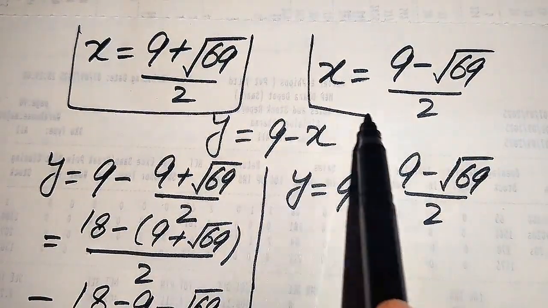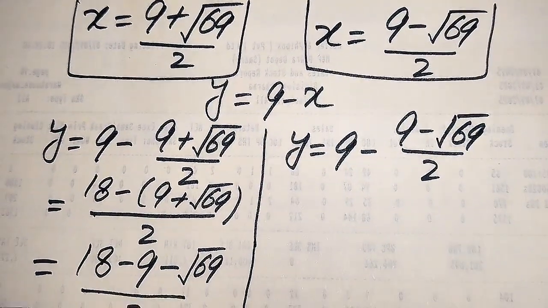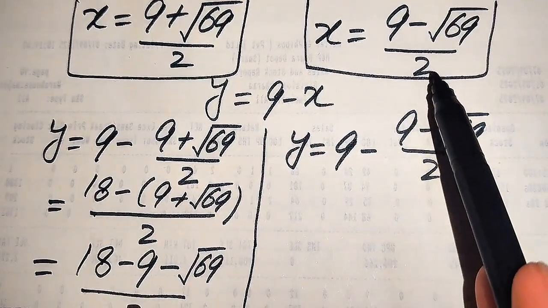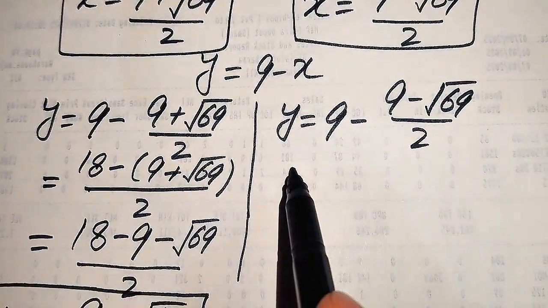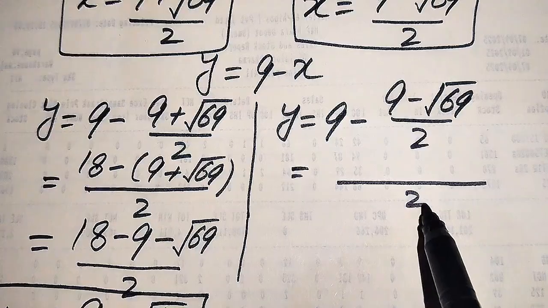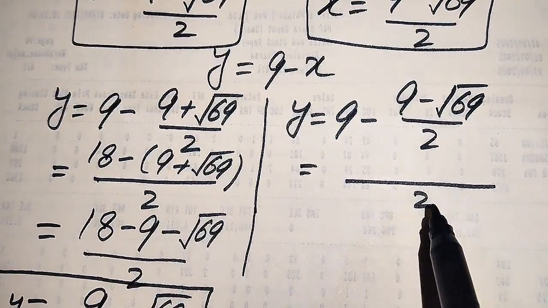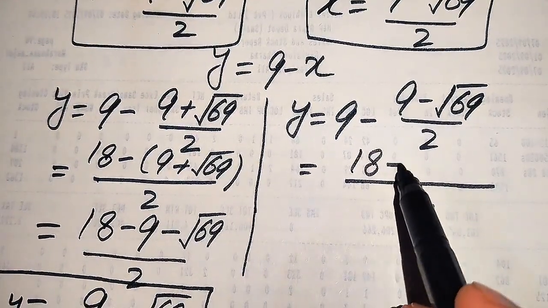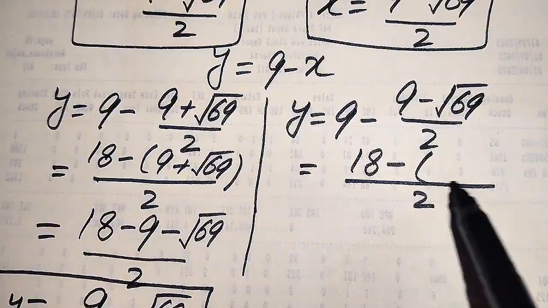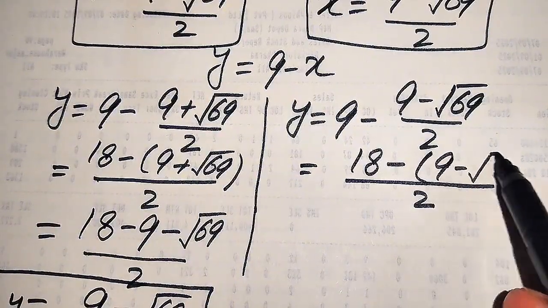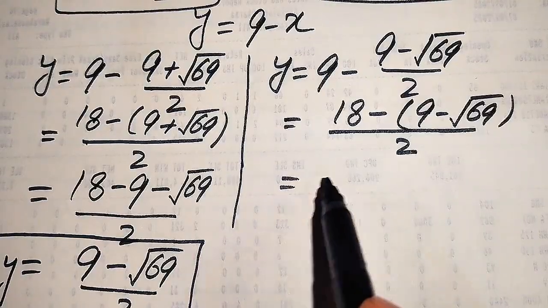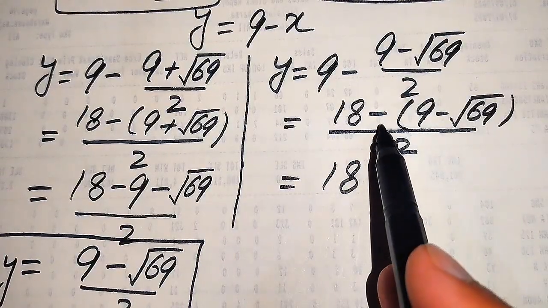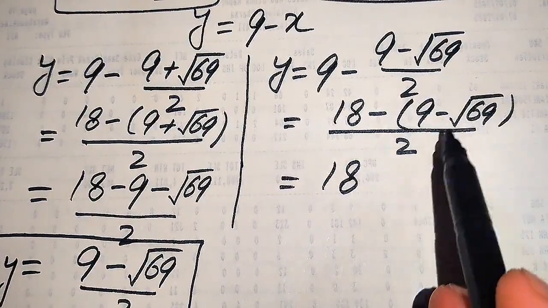And further in the next step, this is the value of x, and here for the corresponding value of y we need to simplify these terms. So here we need to take the LCM of this term, and its LCM becomes 2, and we get here 2 times 9 becomes 18 minus, this 2 is cancelled out by this 2, and we will get here 9 minus square root of 69. So further in the next step we have this 18, and we multiply this negative sign separately on both of these values.